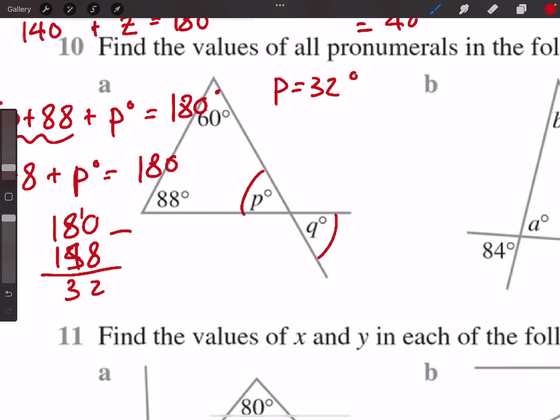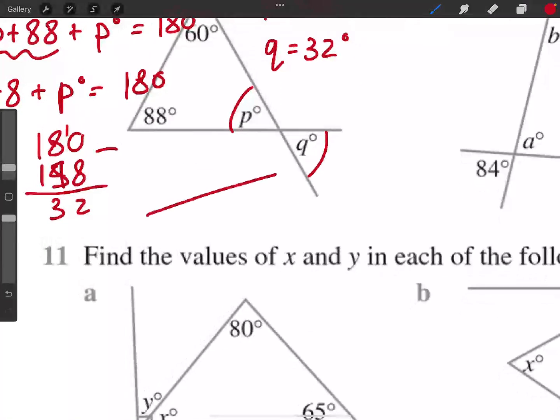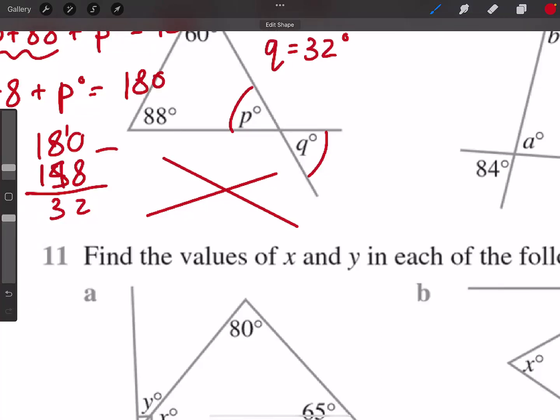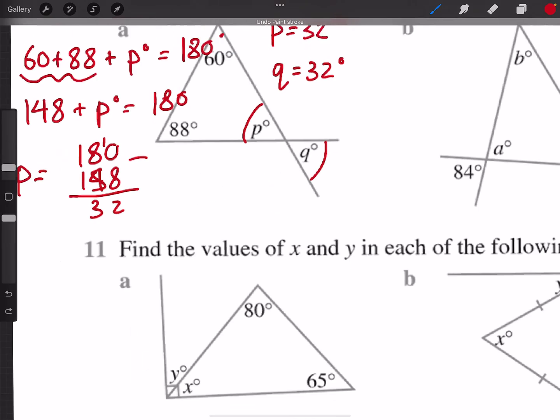Now P is also equal to angle Q, so angle Q is also equal to 32 degrees. Why are they equal? Because you have two straight lines. Whenever you have two straight lines that cross each other, the opposite angles are always equal. These are called vertically opposite angles.